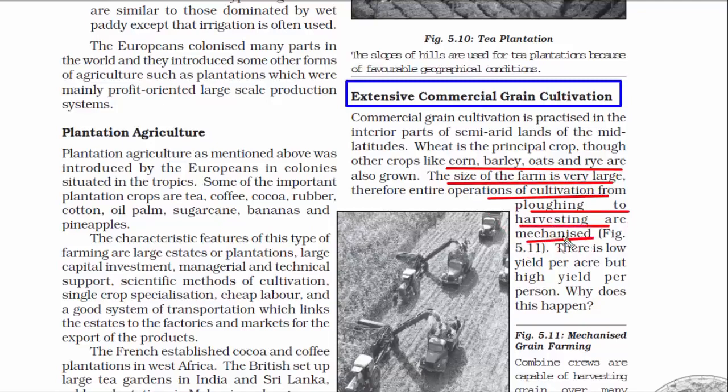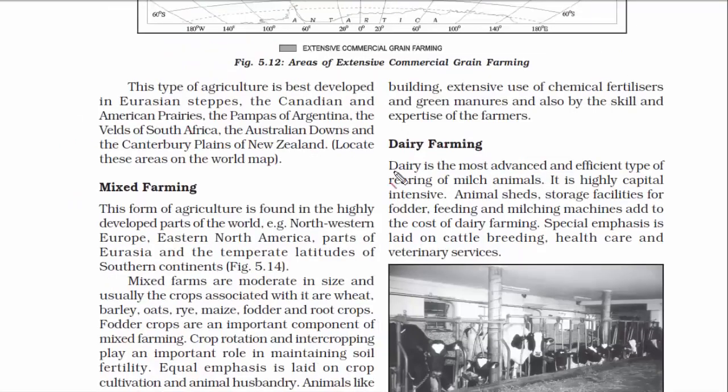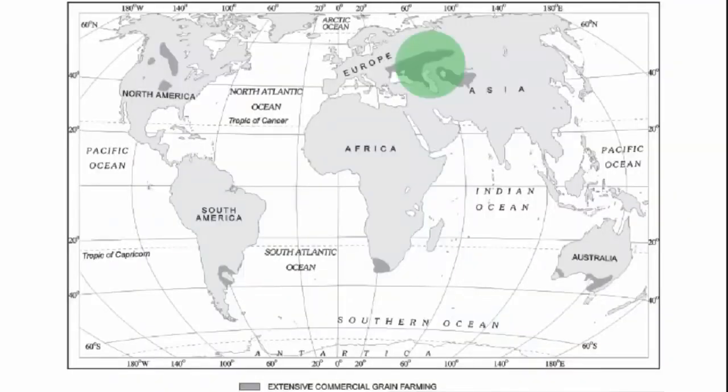Here is a map that shows places of extensive commercial grain farming. Eurasian steppes, the Canadian and American prairies, the pampas of Argentina, the velds of South Africa, the Australian Downs, and the Canterbury Plains of New Zealand.